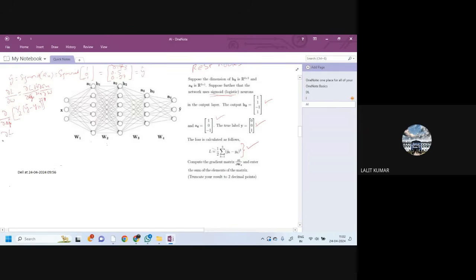So dl by dy hat is equal to, this becomes sigmoid का y minus y hat into 1 minus y hat. Is this correct? Okay? Yes. But if you're doing for W, then there should be another term, right? No? No. Okay. So I will do again.